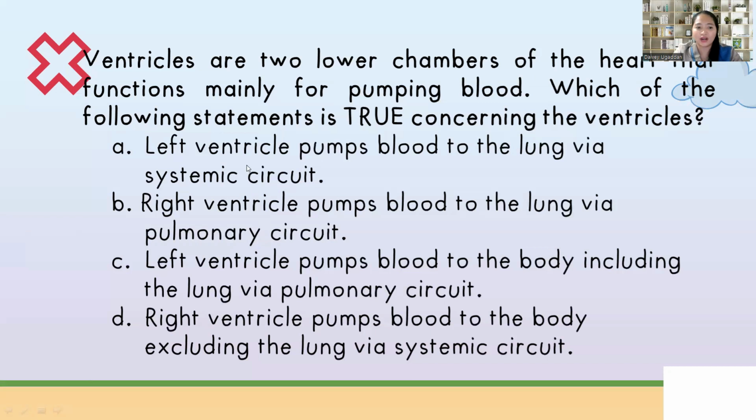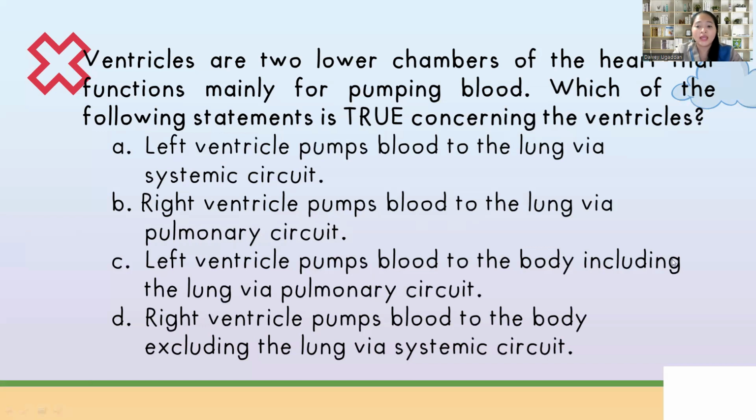So A is wrong. Left ventricle pumps blood to the lung via systemic circuit, because left ventricle doesn't pump blood to the lung. B, right ventricle pumps blood to the lung via the pulmonary circuit. Okay, is this one correct? Right ventricle pumps blood to the lung? Yes, and through the pulmonary circuit? Yes. Let's see the other options. Left ventricle pumps blood to the body?